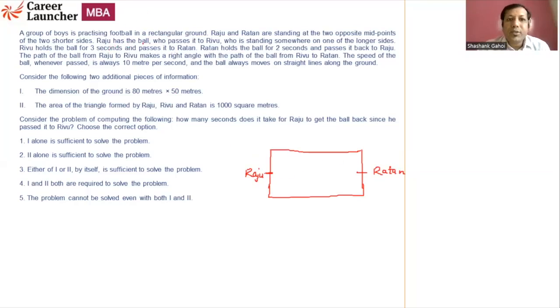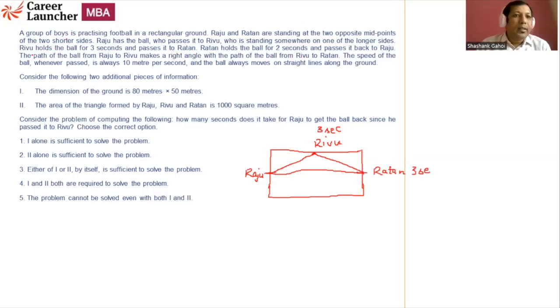Okay. Raju has a ball who passes it to Rivu, who's standing somewhere on the longer sides. Okay. So let's say Rivu is standing here. And Rivu holds the ball for 3 seconds. Okay. So he holds the ball for 3 seconds and passes it to Ratan. Ratan holds the ball for 2 seconds and passes it back to Raju.